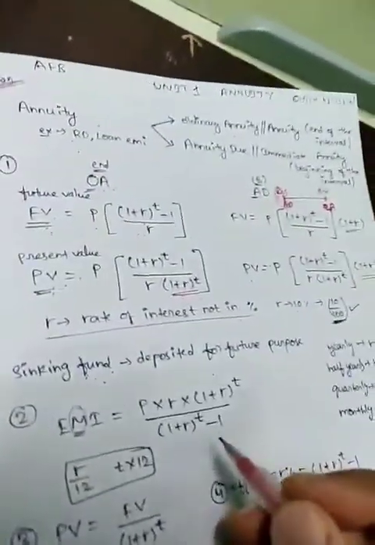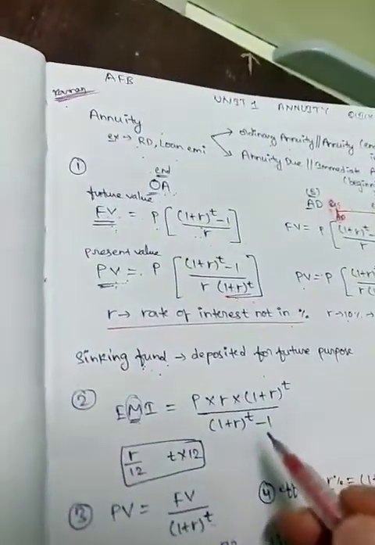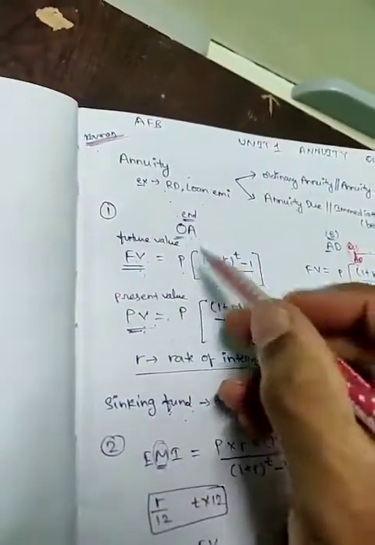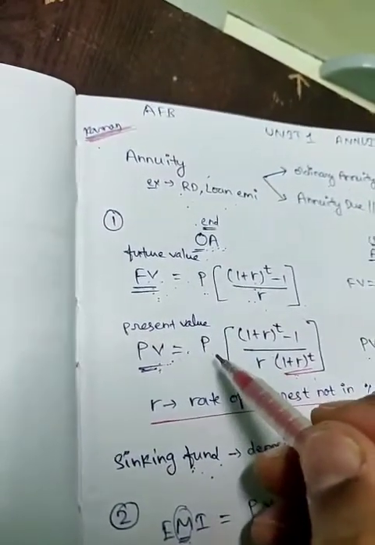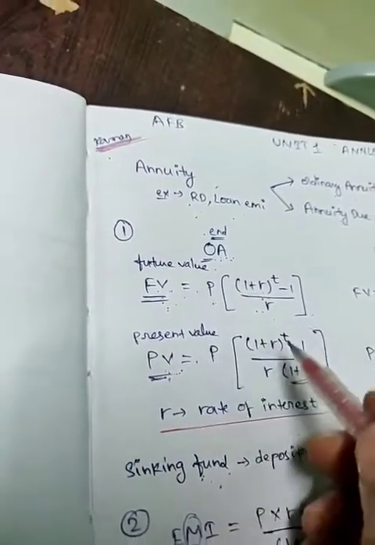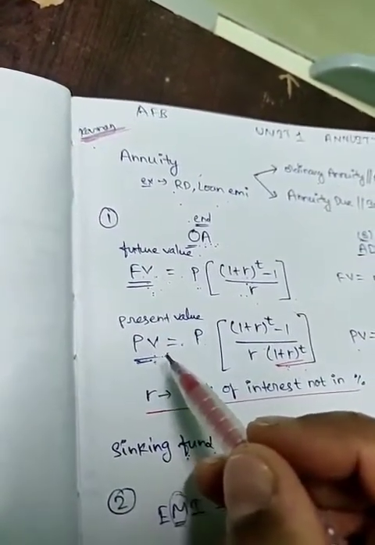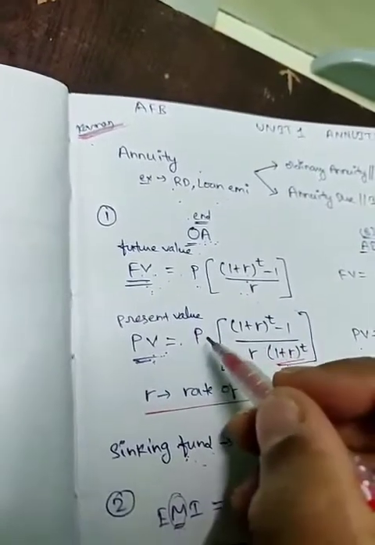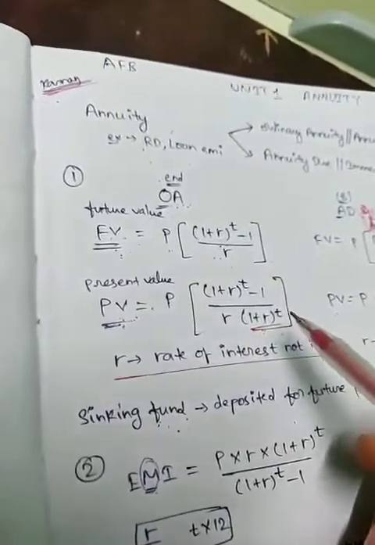Now we'll see EMI, equated monthly installment. To calculate EMI, this is the formula. To help you remember it, look at the ordinary annuity present value formula. Consider the P value there as EMI, reverse all the terms to the left side, and PV is considered as the P value here. Just to remember, I am mentioning this. So EMI is equal to P into R into (1 plus R) whole power T, divided by (1 plus R) whole power T minus 1. Remember it like this.